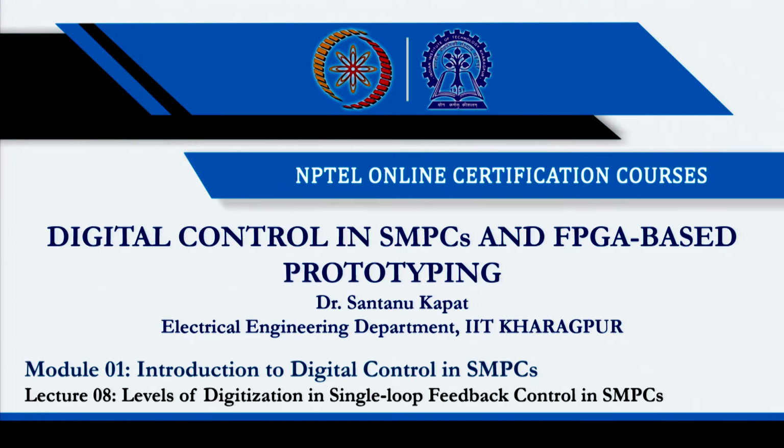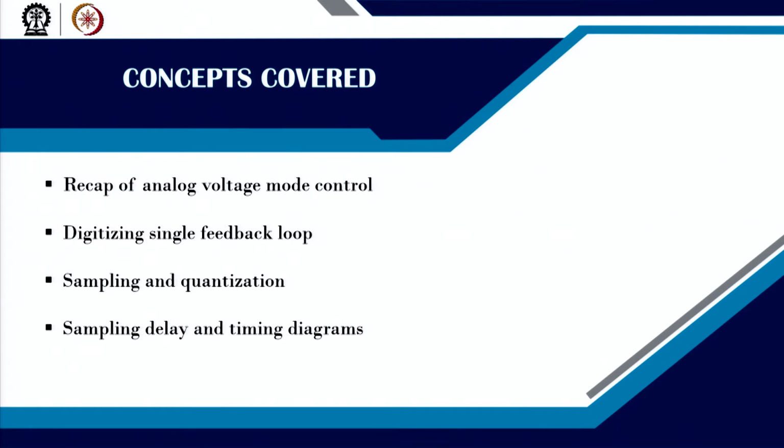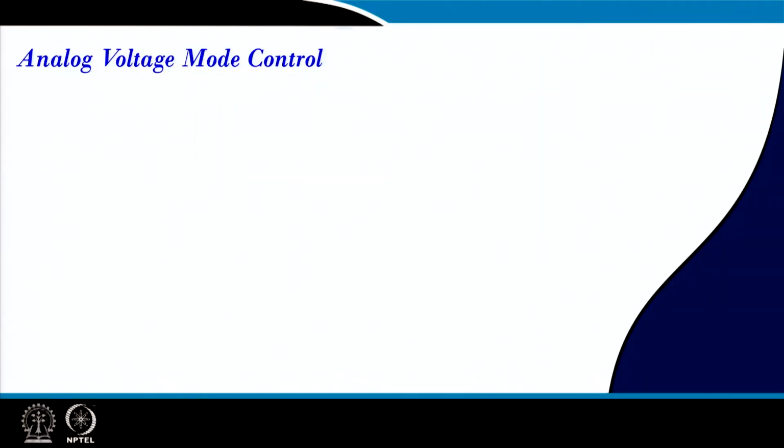Welcome. In this lecture, we are going to talk about various levels of digitization in single loop feedback control in switch mode power converter. We want to recapitulate our analog voltage mode control, which is a single loop control. Then we will talk about how to digitize the single feedback loop. Then what are the sampling and quantization with some waveform, and then we also want to discuss sampling delay and timing diagram. And finally, we want to summarize single loop digital voltage control, what is the overall architecture.